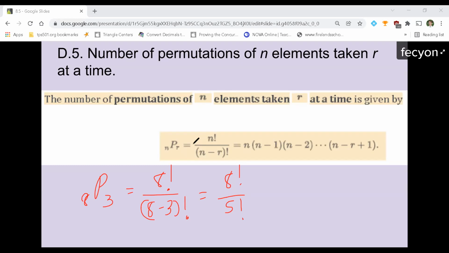Okay, over 5 factorial, but that is just 8 times 7 times 6 times 5 factorial over 5 factorial, which cancels out and leaves you with just 8 times 7 times 6. So basically that math where we canceled out, we only cared about the first 3 and we didn't care what happened after that, is when you take a number of elements r at a time. In your calculator, you can do that.